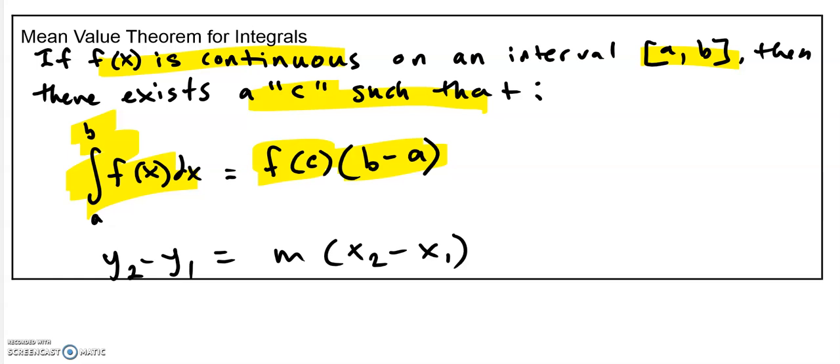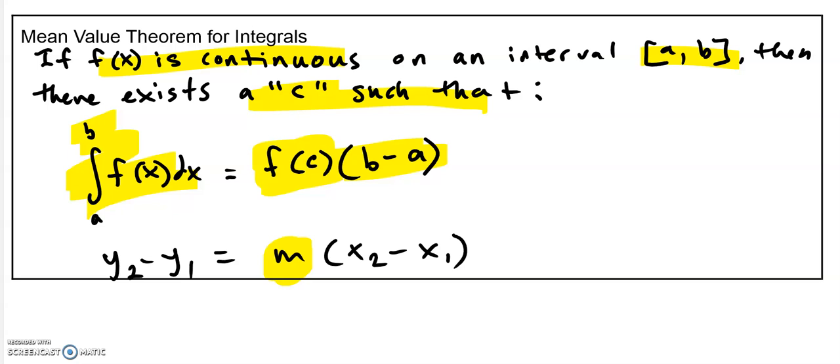So this integral represents your y sub 2 minus your y sub 1. That's when you plug in your upper limit minus your lower limit, right? That's y minus y is equal to the slope times x minus x. It's very similar to that, but now it's in the context of a calculus problem. And so that's similar to the mean value theorem for the derivative. The slope of this secant line has a tangent line slope that's equal to that.